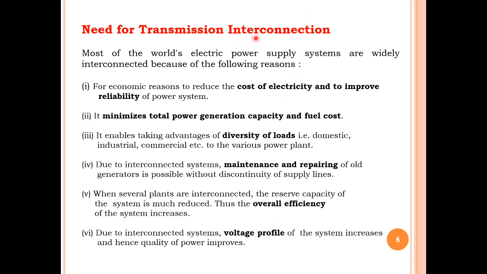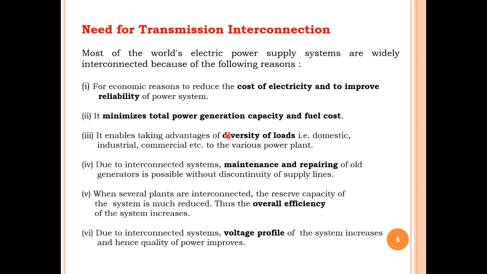Transmission interconnection means that so many plants are there, and all the plants can be coupled at one point. That point is nothing but the grid. If one of the plants I don't want to use in some season, I'd like to go for some other option. It can happen only during transmission interconnection.